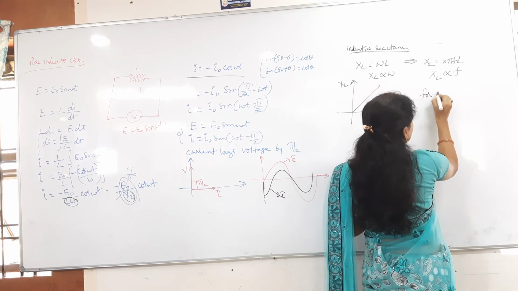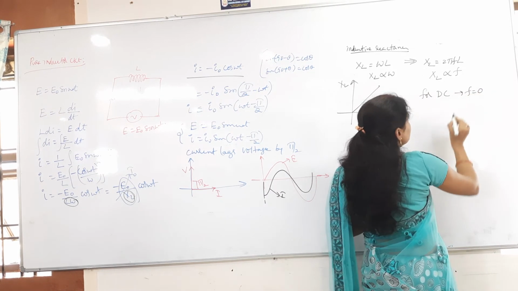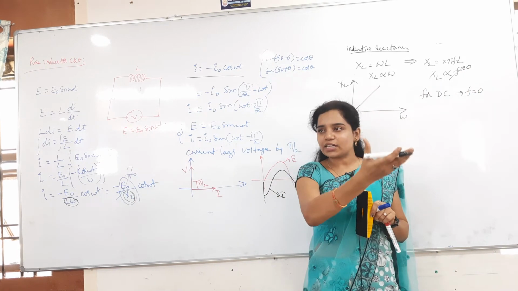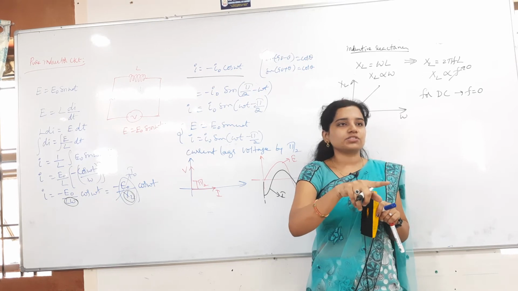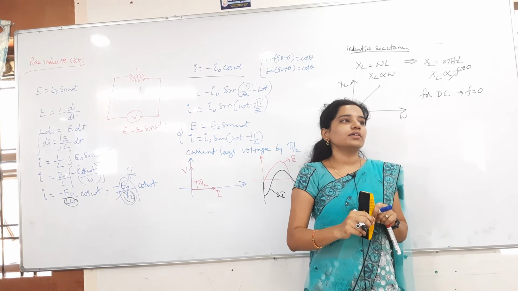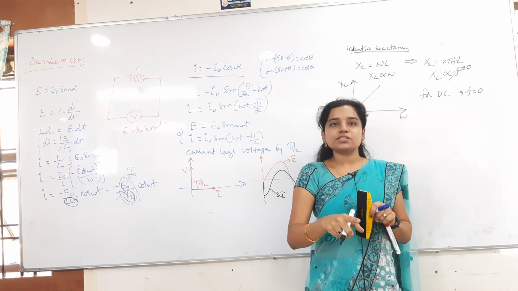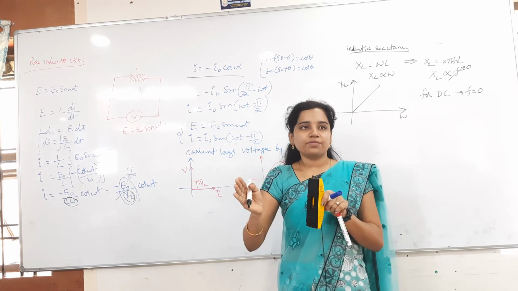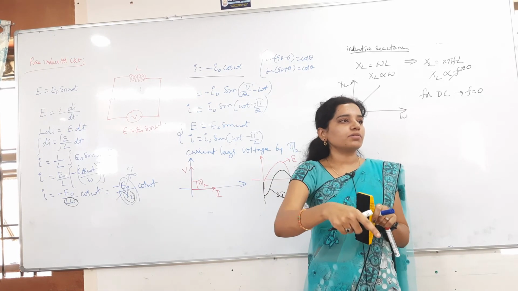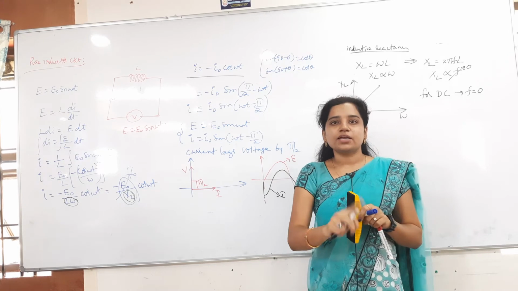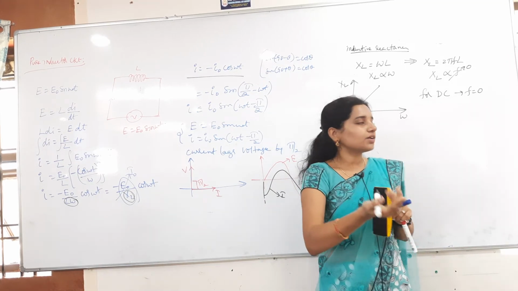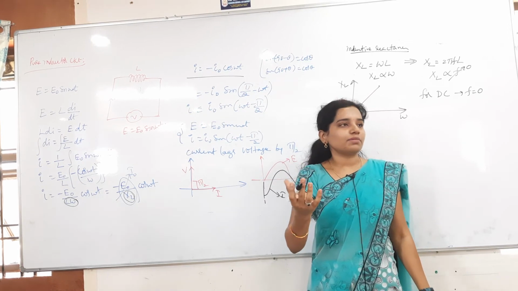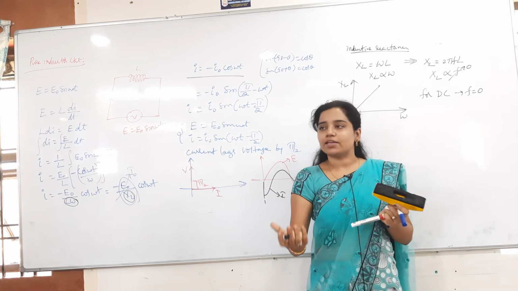For DC, frequency is equal to how much? 0. Then XL also is 0 only. Both are directly proportional. Frequency 0 means XL is 0. XL is resistance here. Resistance 0 means current will be infinity, maximum. Here frequency is low, XL is also low. Resistance low, current is high. So the inductor will pass the DC very easily compared to AC.